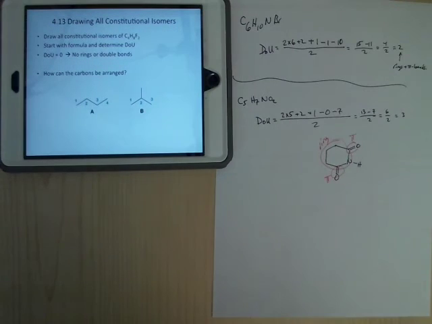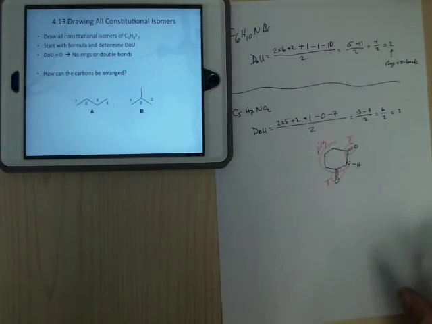Okay, so drawing constitutional isomers. If we turn it on its head, remember we were talking about it.